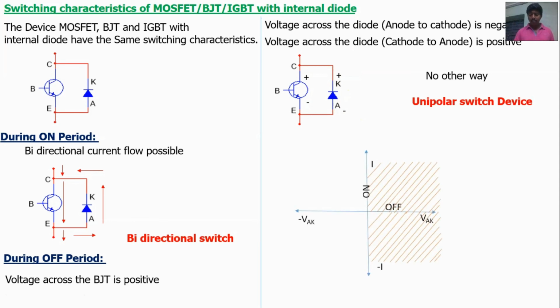Okay. So these characteristics. It's a bidirectional switch. So top and bottom, forward and reverse direction, both are possible. But the voltage across the device is always positive. So this region, first and fourth quadrant. This is switching characteristics of MOSFET or BJT or IGBT with internal diode.